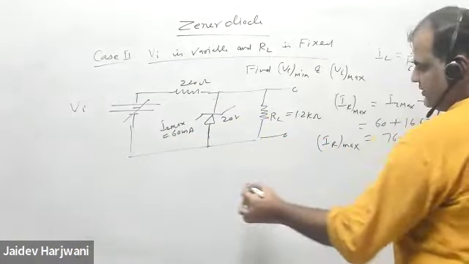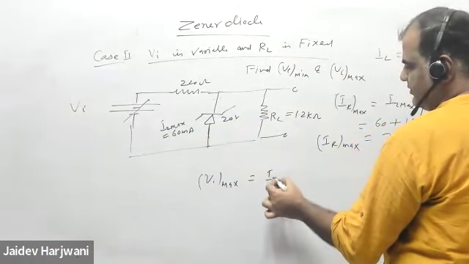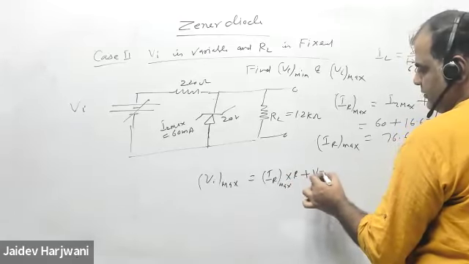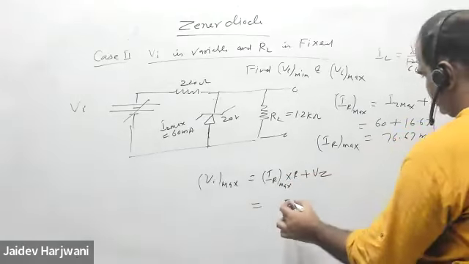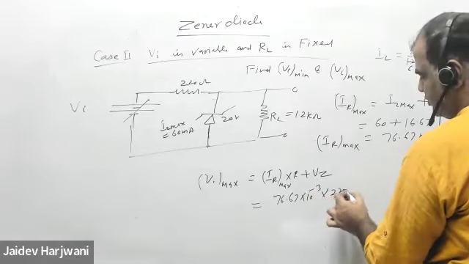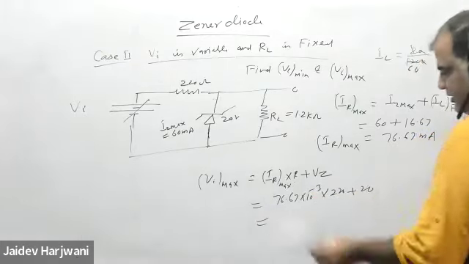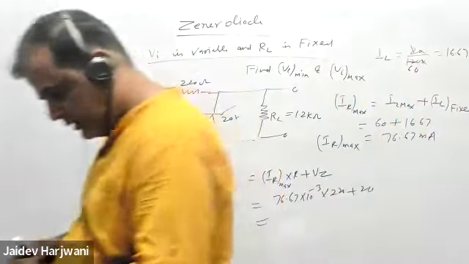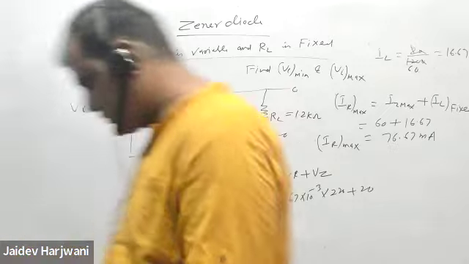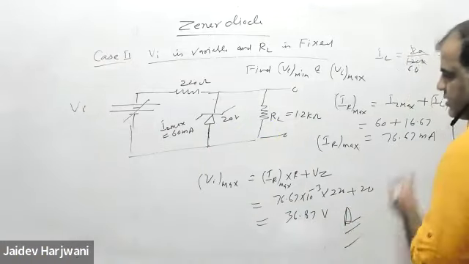So VI max will become IR max into R plus VZ. So that is 76.67 milliampere into 220 ohm plus 20. How much is coming? Tell me. 36.8. Yes, 36.87 volt. This is the correct answer.